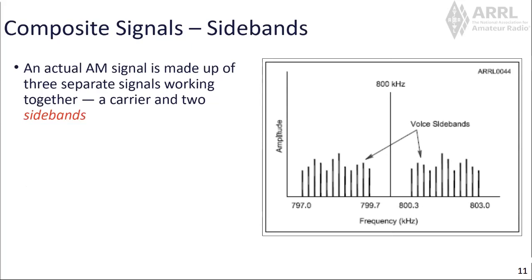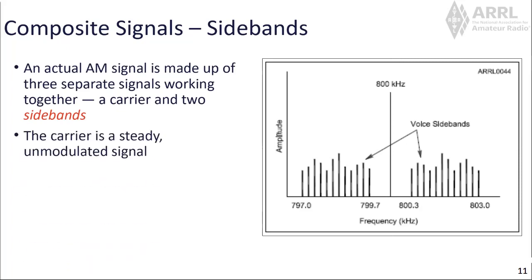In an AM signal, there are actually three separate signals. You have the carrier, which is that 800 kilohertz spike in the middle, and then you have the two sidebands, one on each side of that carrier. One is the sum, and the other is the difference in the signals with the carrier. Don't worry about that. Just remember the word sidebands.